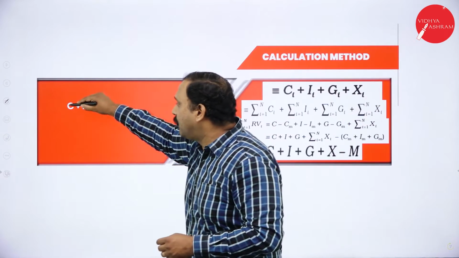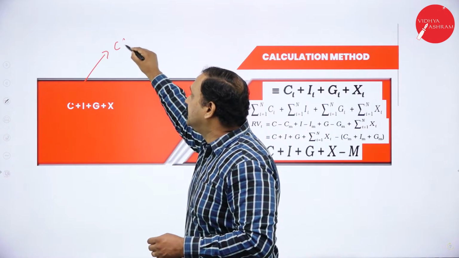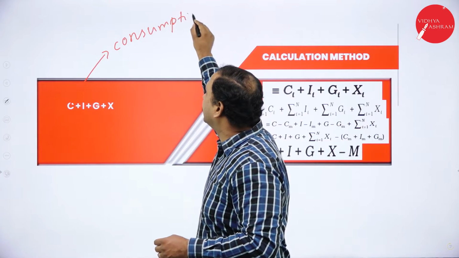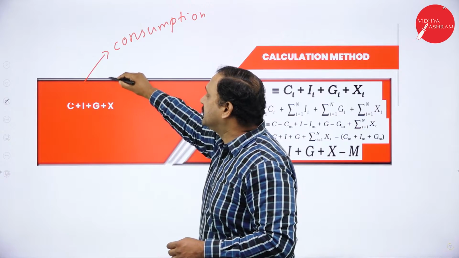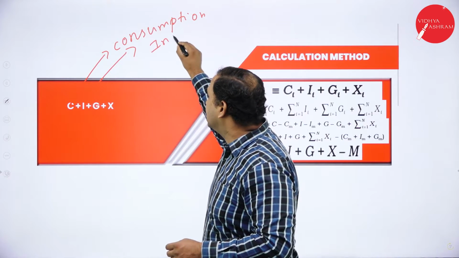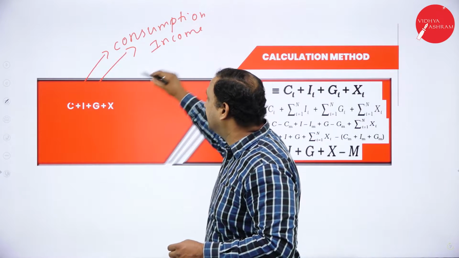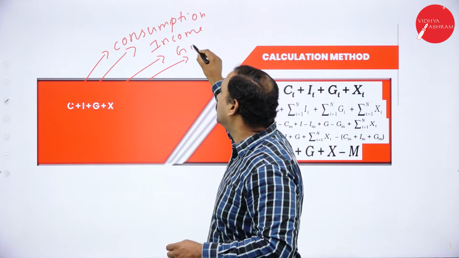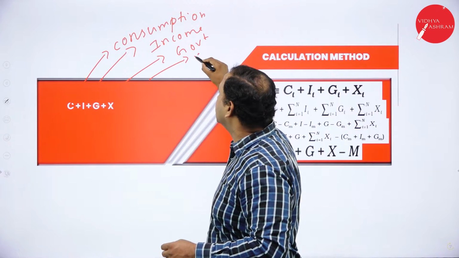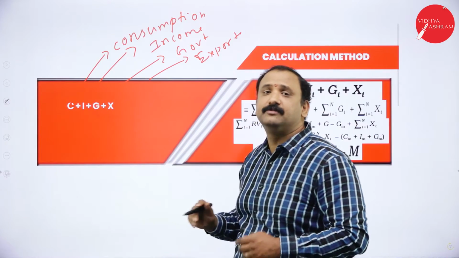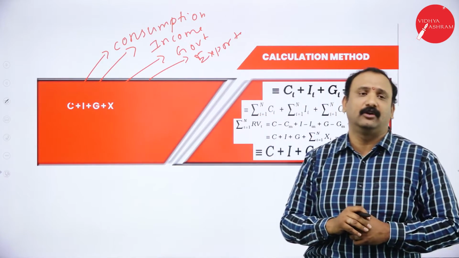C stands for consumption. Now, what does the letter I stand for? I stands for income or investment. So we try to put in the factor here. G stands for government. X stands for exports. So these are the factors through which we are going to stand in terms of our GDP calculation.